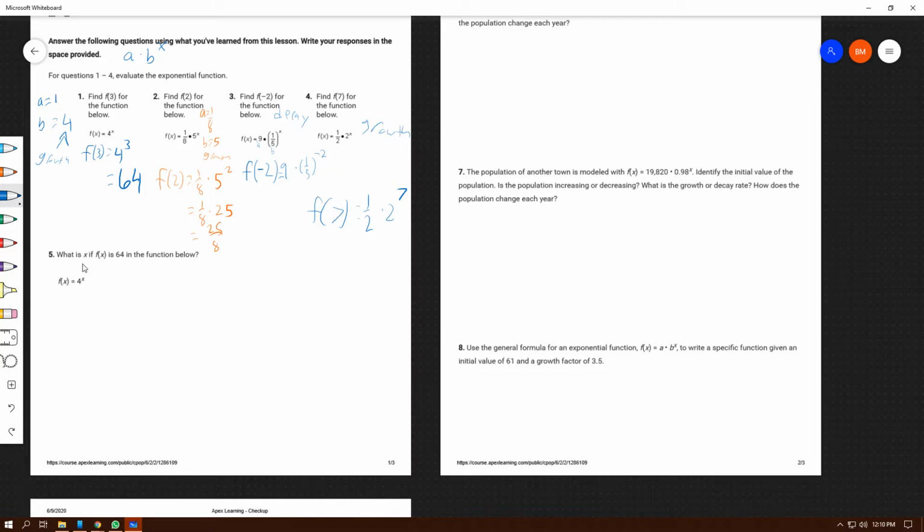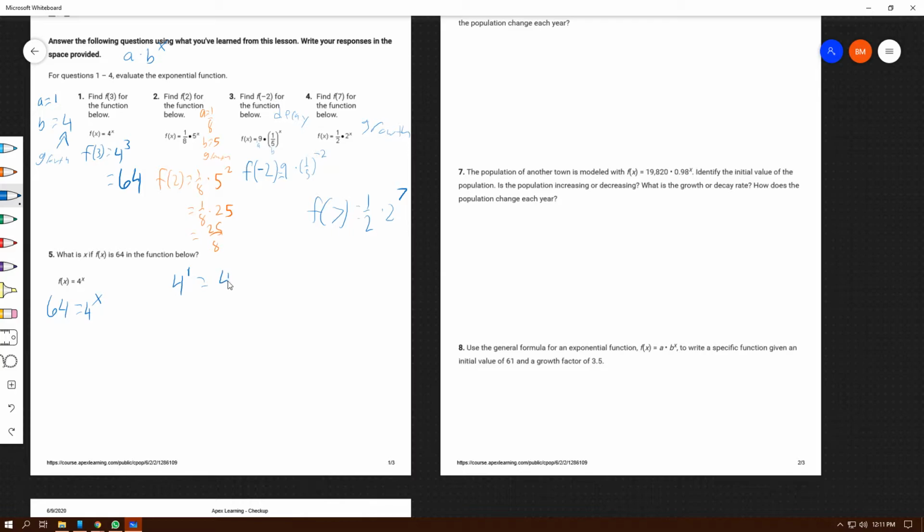Now, what is x if f of x is 64 in the function below? All right. Well, we're going to have 64 equals 4 to the x. What you should do is test. It's just going to be a guess and check here.